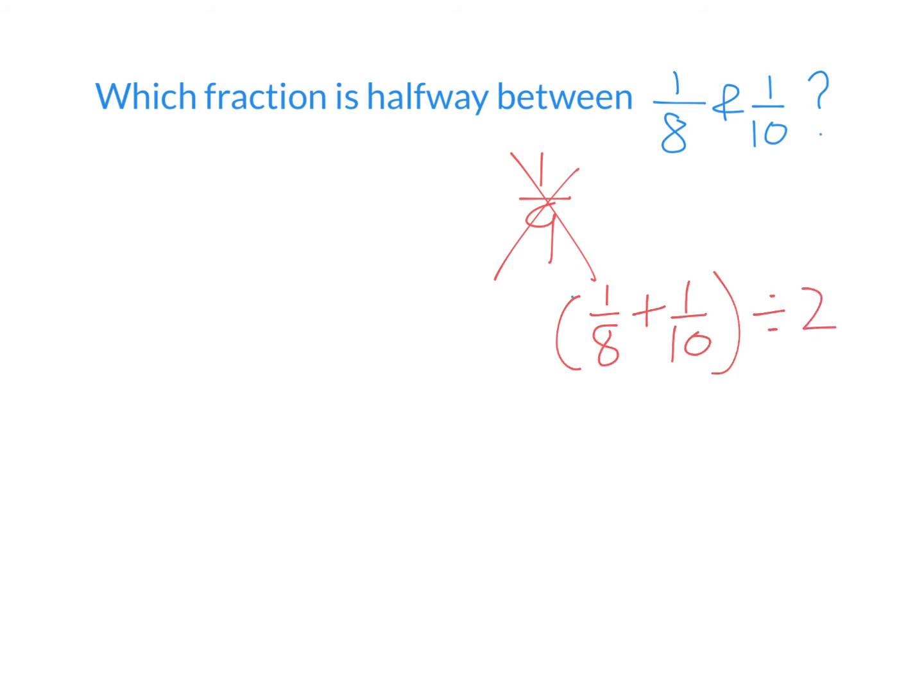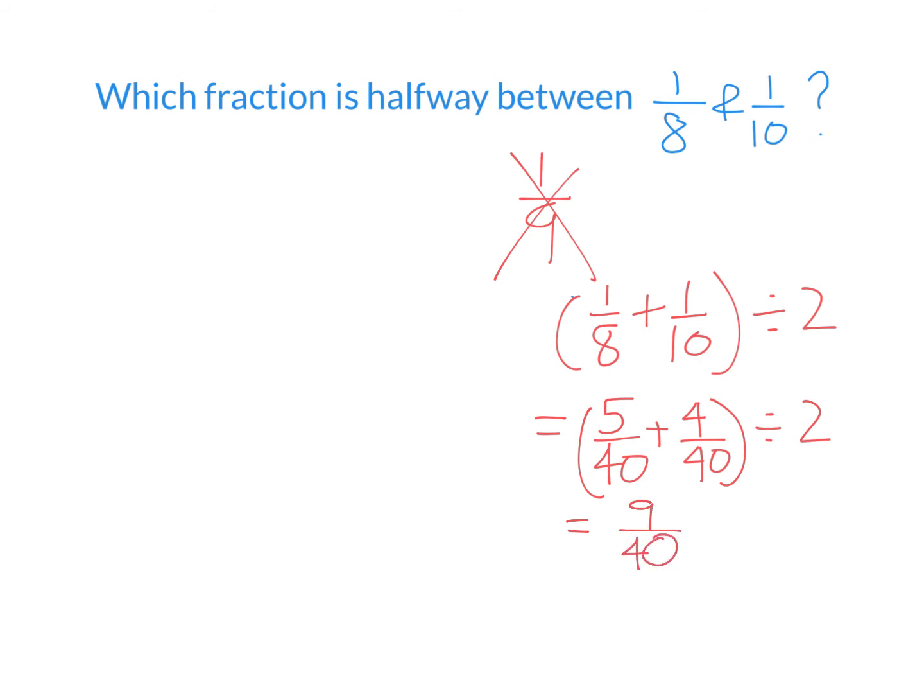So to add these two fractions, they need to have the same denominator. So the lowest common multiple of 8 and 10 is 40. So I'm going to times top and bottom of this first fraction by 5 to make its denominator 40. To make this one have denominator 40, I times top and bottom by 4. 1/10 is the same as 4/40. So now that I have two fractions with the same denominator, I can add them. So I add the numerators and I don't touch the denominator. It's 9/40 divided by 2.